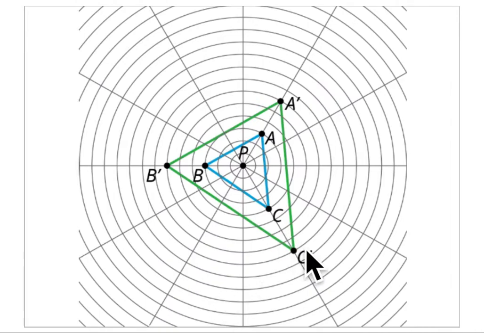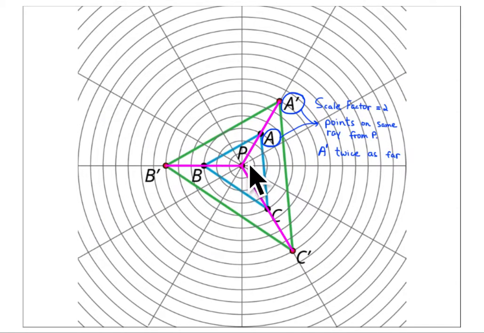And if we have these triangles here, the blue triangle is going to be dilated to the green triangle. If you draw these pink line segments through the vertices, each of these points is going to be moved out twice as far because the scale factor is 2. The points are going to be on the same ray, the same line segment out from the center.